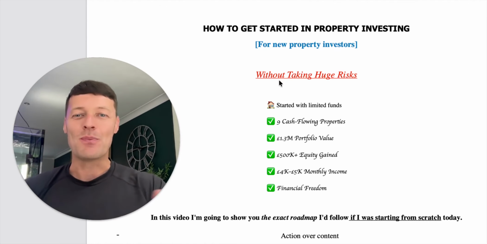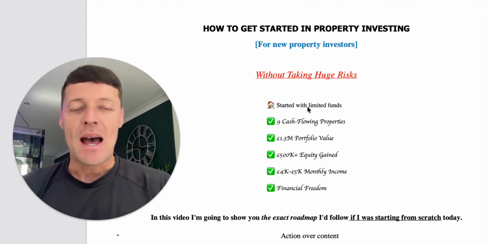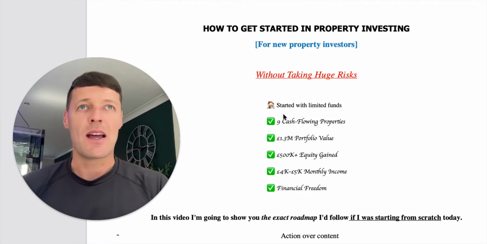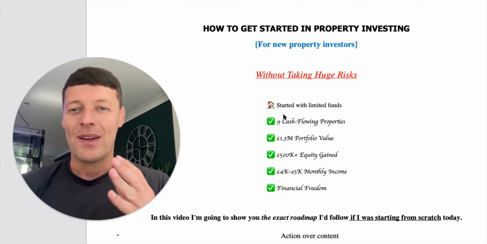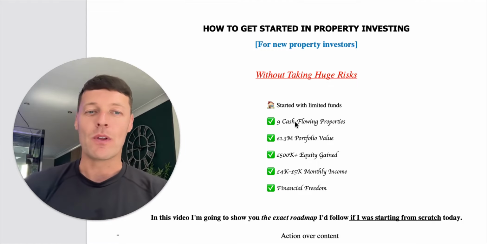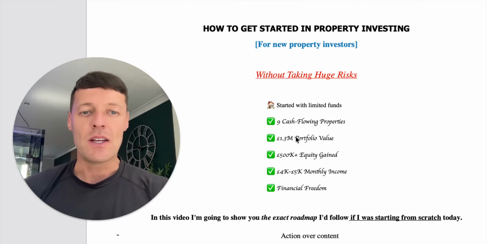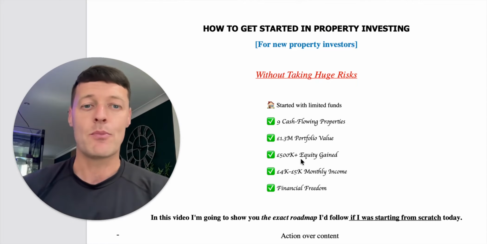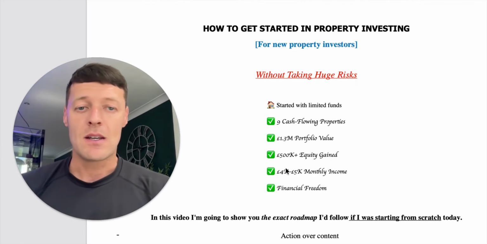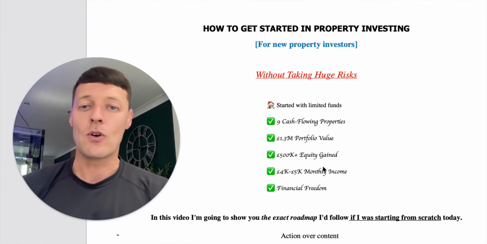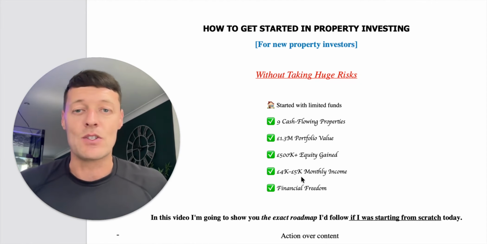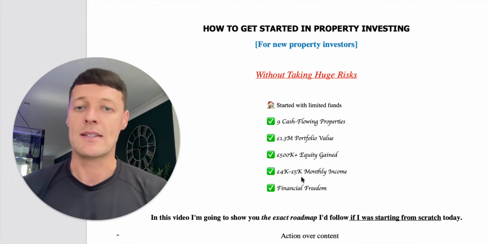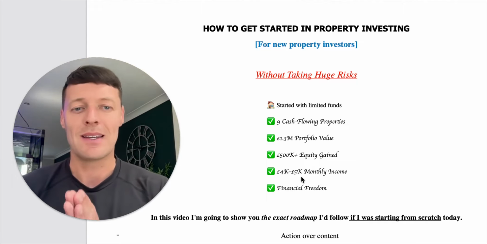Okay, so before I jump into that, a little bit about me. I started with property with limited funds. I didn't know what I was doing at the time, but I jumped straight in. I took action and literally went from one property to now owning a portfolio of 9 cash flowing properties valued over £1.3 million. I've generated over £500,000 in equity from these properties. They also generate between £4,000 and £5,000 monthly income every month, and it provides financial freedom, so we don't have to worry about working 9 to 5, covering the bills and mortgage expenses and things like that.